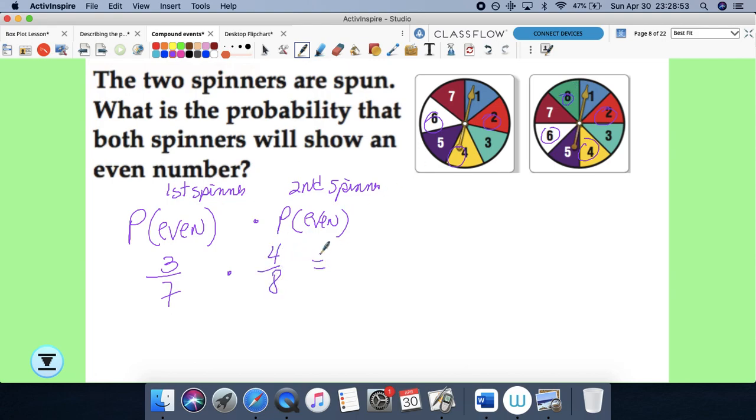Well, you can simplify this, and then you can multiply, you get 3 over 14. So the probability of you getting an even number in the first and an even number in the second is 3 out of 14. So notice that this is independent.